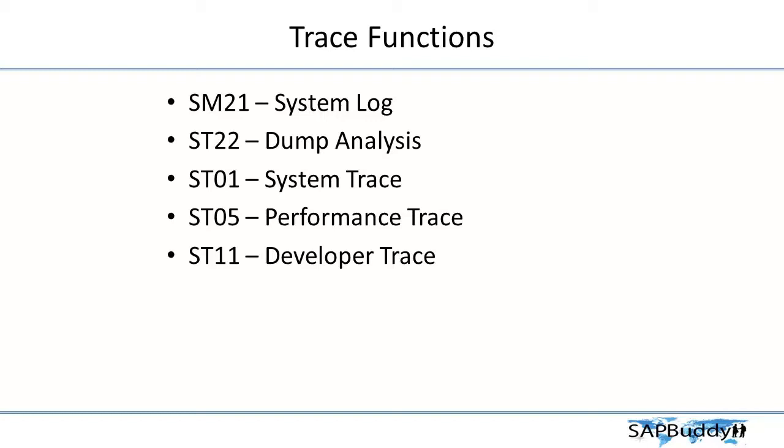ST05 is a performance trace. With the performance trace, you can do the SQL trace. Basically, you can really see what is happening at the database level, or what kind of calls you made. It's a very detailed trace. And ST11 is the developer trace. We have slightly seen in our previous sessions how the developer trace is used when starting up and setting up the trace files, but we will see more detail here. Maybe we can go one by one and see what each trace file means.